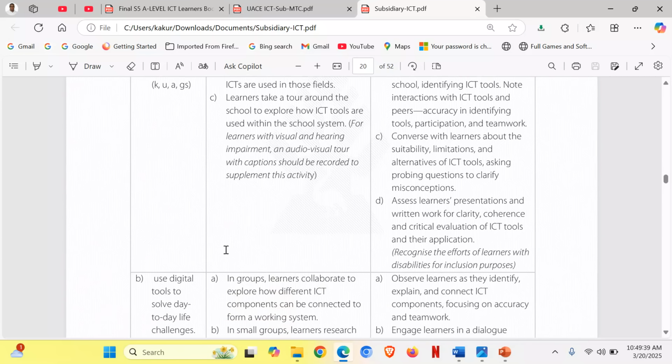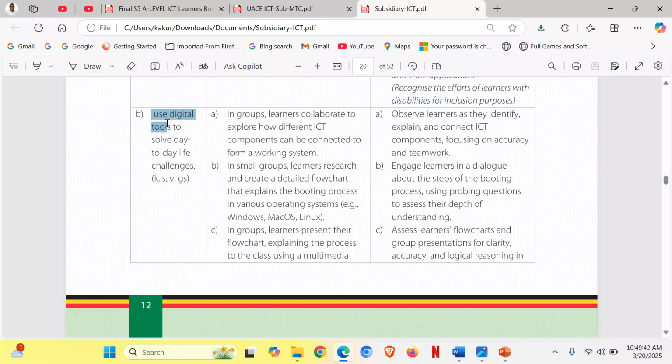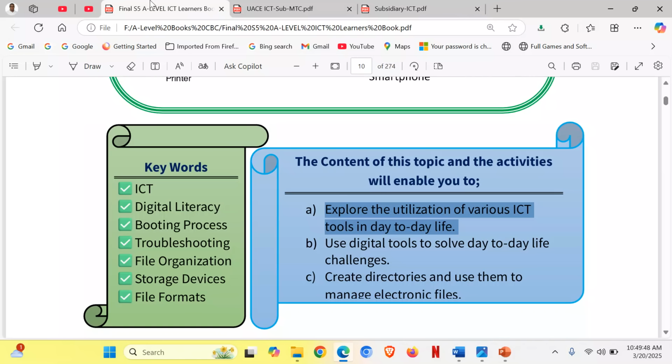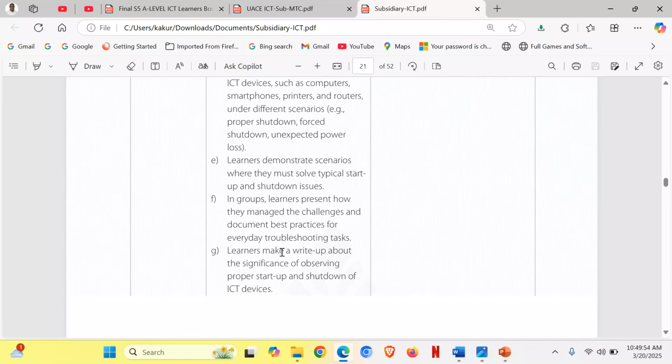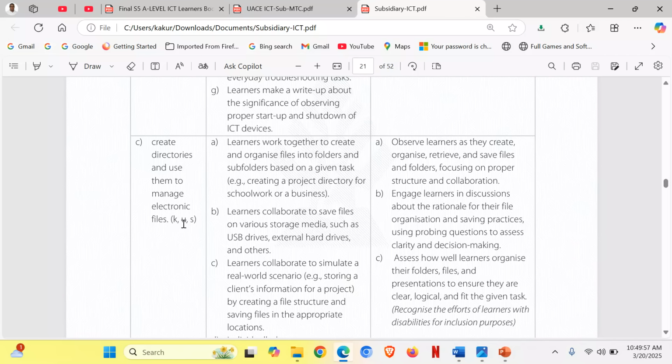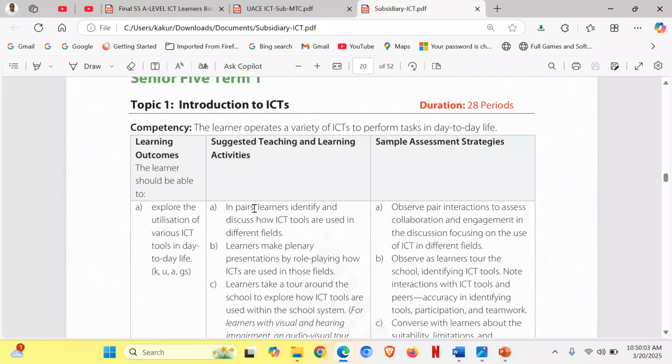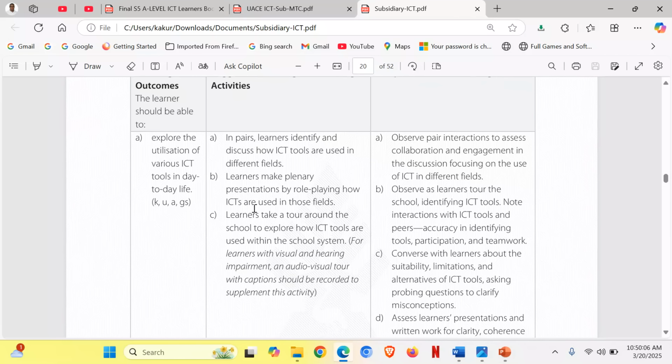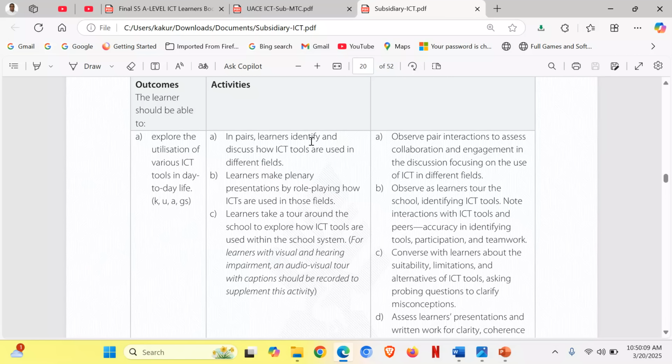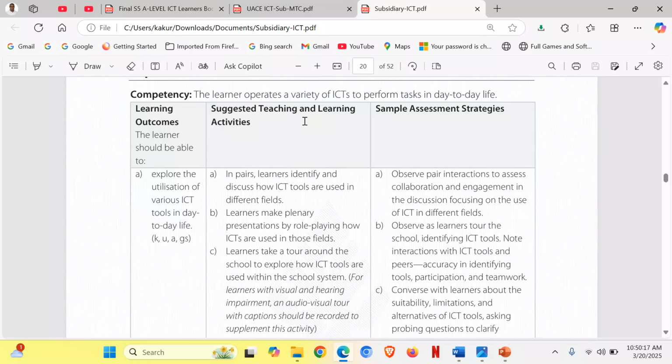Then from there, we have the second learning outcome: use digital tools to solve day-to-day life challenges. Then the third, create directories, is also here. The third is here, C, create directories and use them to manage electronic files. So under each learning outcome, there are what we call suggested teaching and learning activities. In pairs, learners identify and discuss how ICT tools are used in different fields. So it is from these suggested teaching and learning activities that you generate the content.